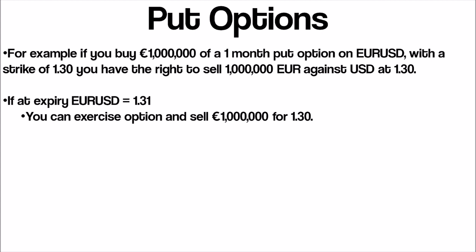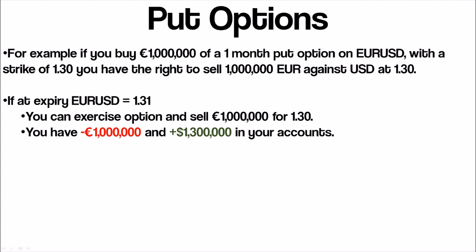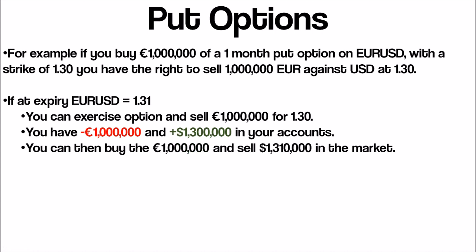So you can now exercise the option and sell 1 million euros for 1.3. So in this case, if you look at your bank account, you'll be left overdrawn by 1 million euros in your euro account, and you have a balance of $1.3 million in your dollar account. If you're then to go onto the market and try and flatten these accounts by buying back the 1 million euros, this would cost you $1.3 million to do this. So what that means is if you were to carry out this trade, you'd end up with a $10,000 loss. So for that reason, you do not exercise the option, you just let it expire worthless.